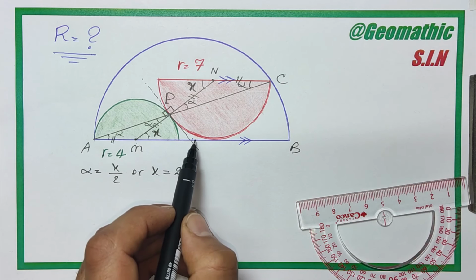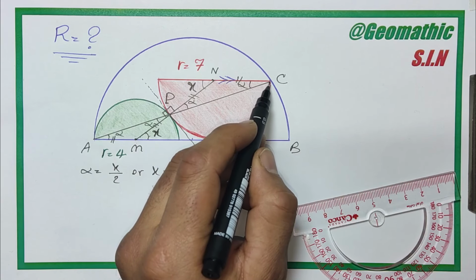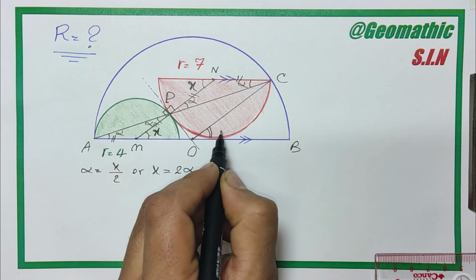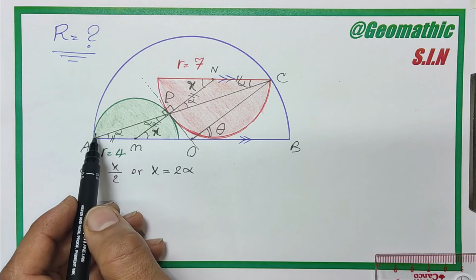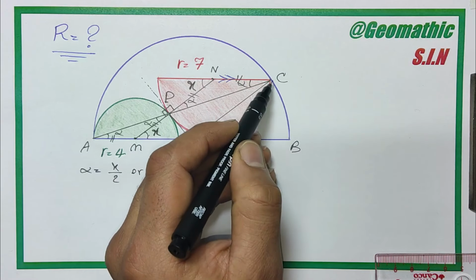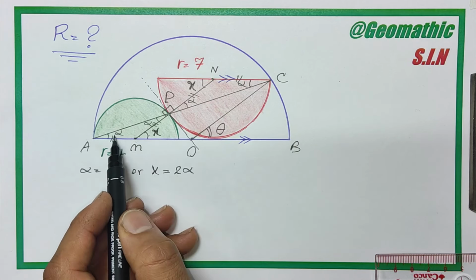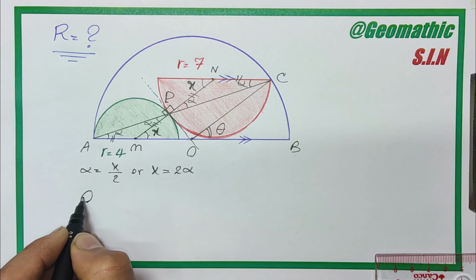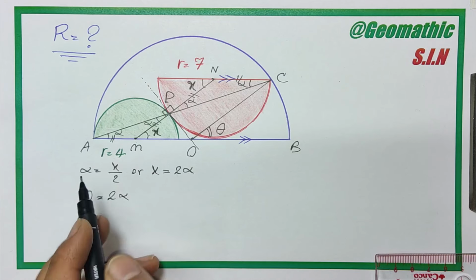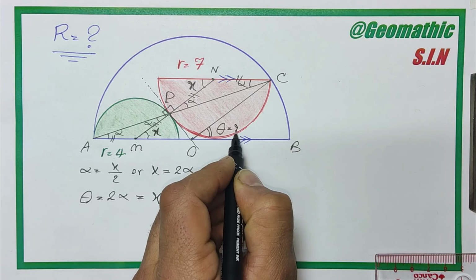In the next step, I draw a line from the center of this big semicircle to point C on its circumference. I draw that and I label this angle as theta. Of course, we know the angle at the circumference is half of the central angle over the same arc. That same arc here is CB. So theta is twice the alpha. So I write this, theta equals 2 alpha. And we know 2 alpha equals X. So theta equals X. I write here theta equals X.